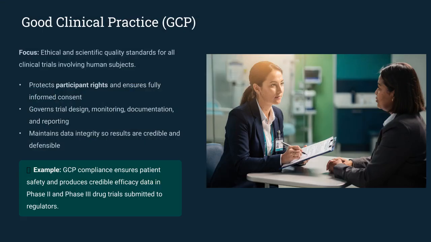Next is GCP, good clinical practice. GCP governs all clinical trials involving human participants. Its primary objective is to protect the rights, safety, and well-being of trial subjects while ensuring the scientific integrity of the study. GCP covers trial design, ethical approval, informed consent, monitoring, documentation, and reporting. Compliance ensures that clinical data is credible and acceptable to regulators. For example, adherence to GCP in Phase 2 or Phase 3 trials ensures patient safety and produces reliable efficacy data.